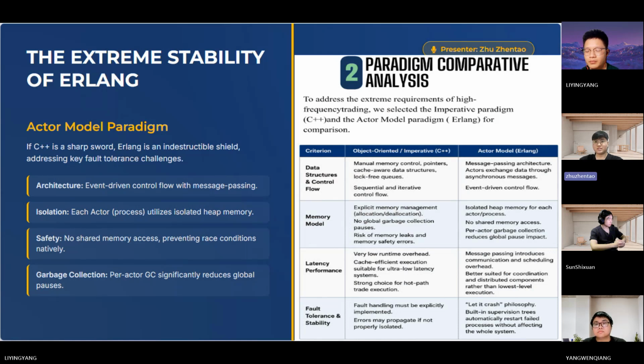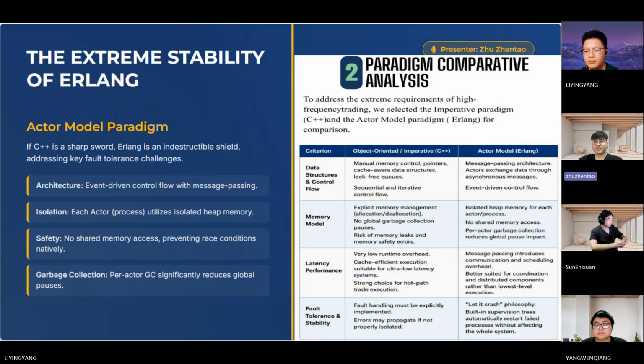For C++, the biggest advantage is the speed. C++ can run very fast, so it's suitable for the trading execution part. For example, when the system finds a good transaction chance, C++ can help the system place the order very quickly. But C++ also has some risk. For example, a memory problem may happen if the programmer does not manage carefully. One small error may affect the whole system.